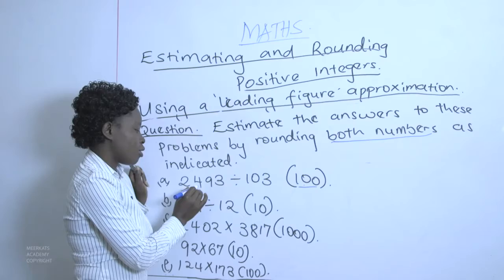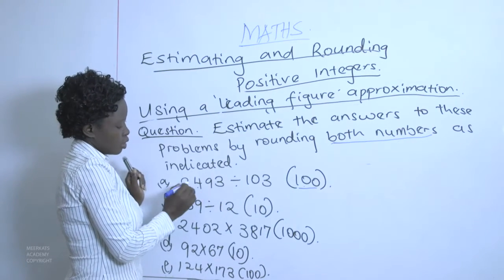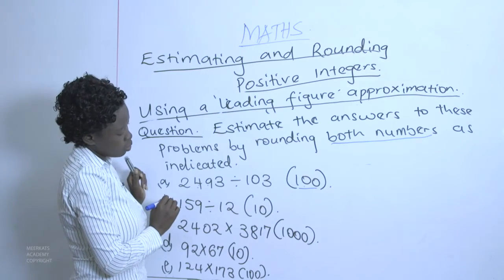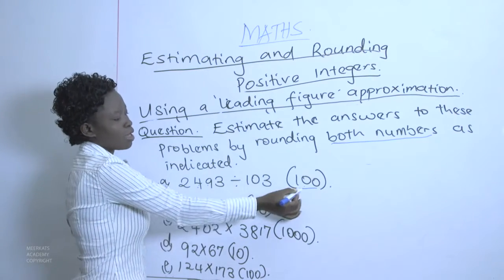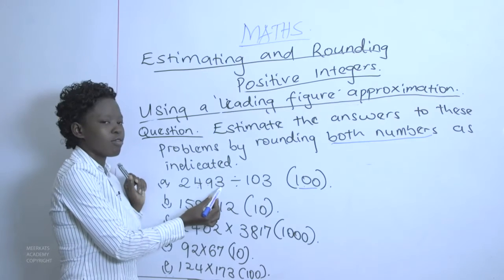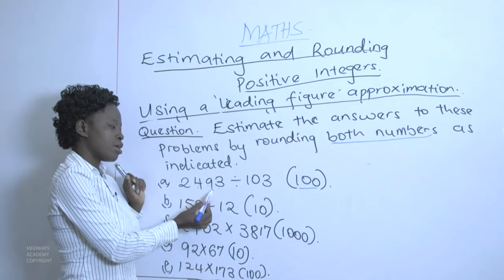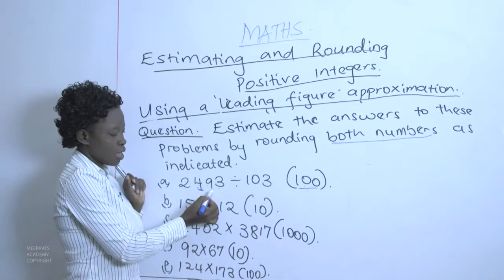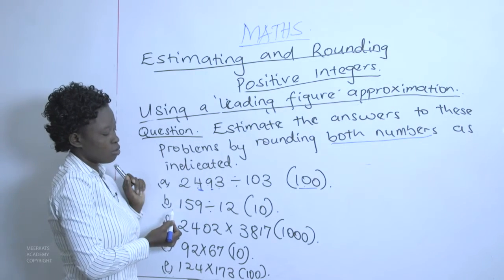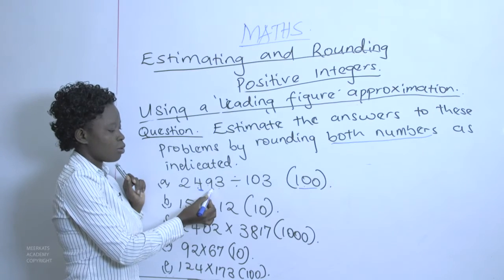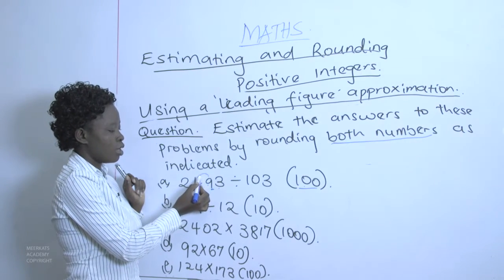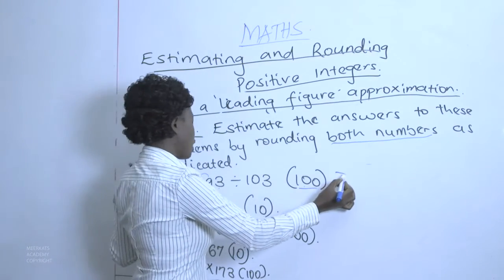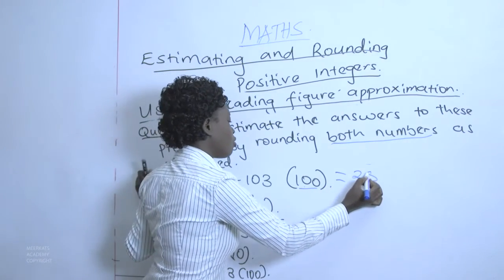So in the first number, 2,493, I am supposed to check which number is in the hundreds place value. So we have ones, tens, hundreds. So 4 is in the hundreds place value. We check the next number to 4, which is 9. 9 is a digit that is more than 5. It will round our number up so that I will have 2,500.